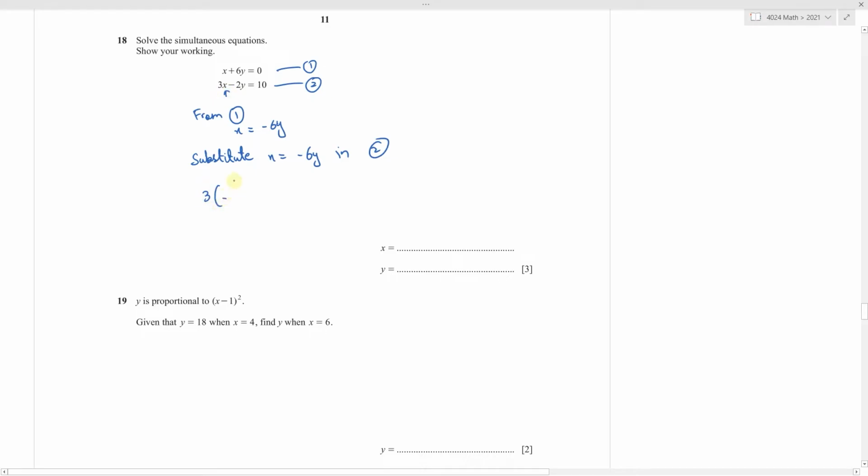So 3 into x, which is minus 6y, minus 2y equals 10. This is minus 18y minus 2y equals 10, minus 20y equals 10, and y will be minus 1 over 2. And then we know that x equals minus 6y. So minus 6 into y, which is minus 1 over 2. So this will be plus 3. So x is 3 and y is minus 1 over 2.